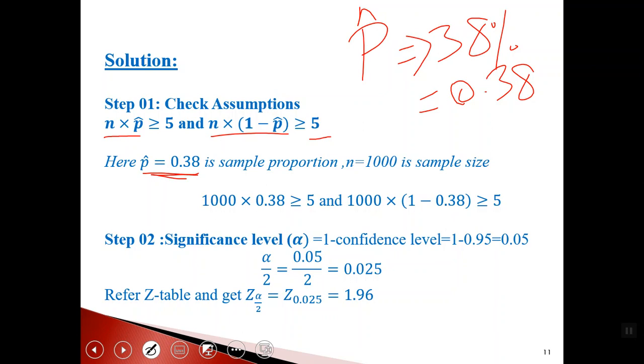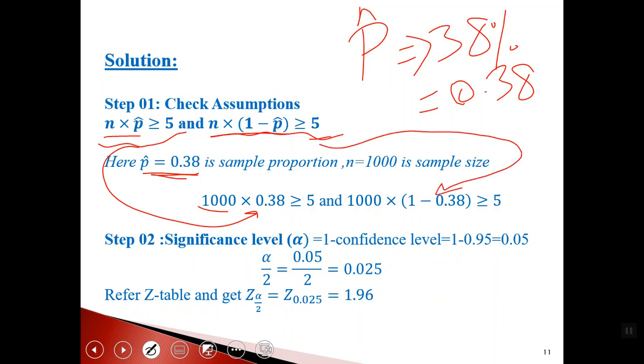Here p hat equals 0.38. So sample n equals how much? 1000. So 1000 times 0.38 is definitely greater than 5. And also you have to check the other one, and you can see that value is greater than 5 as well. Okay, then step number 1 is done.